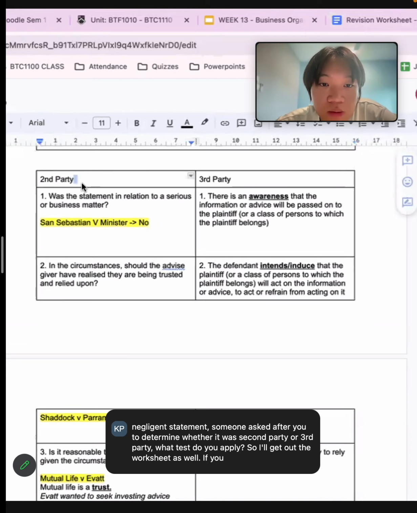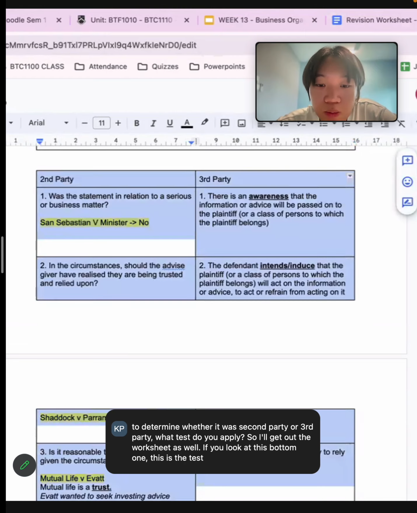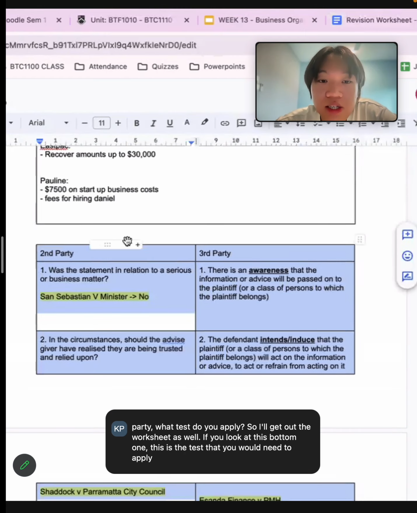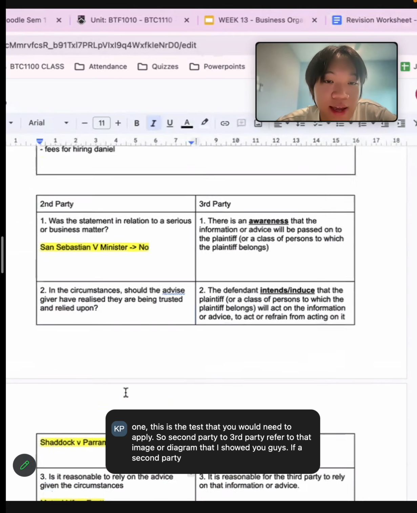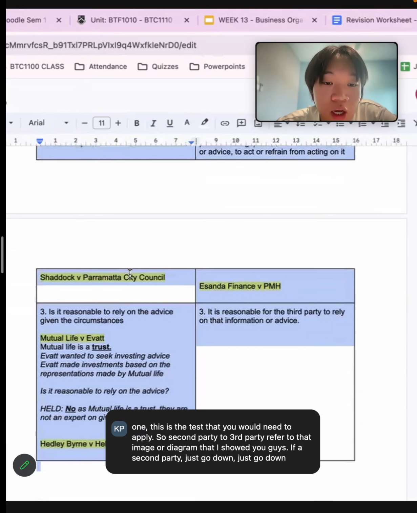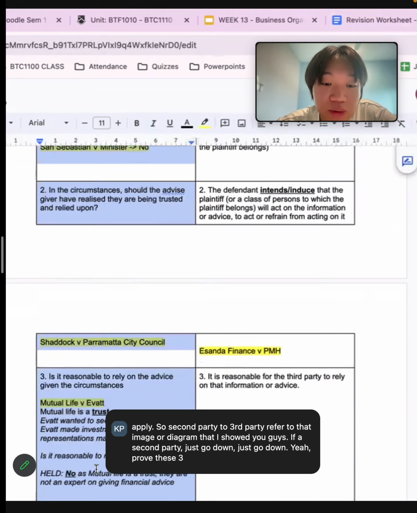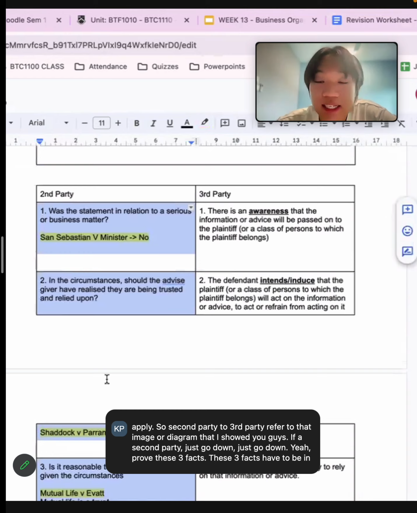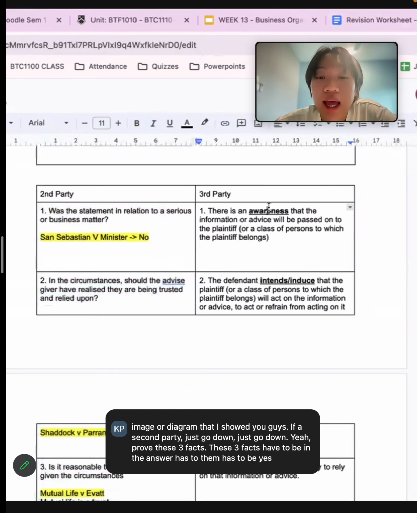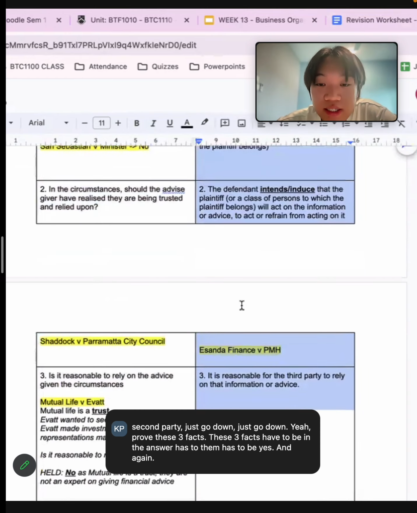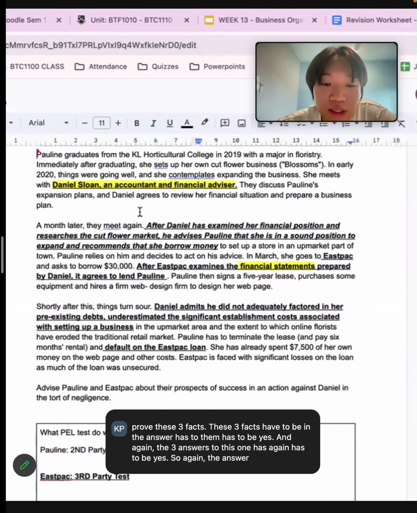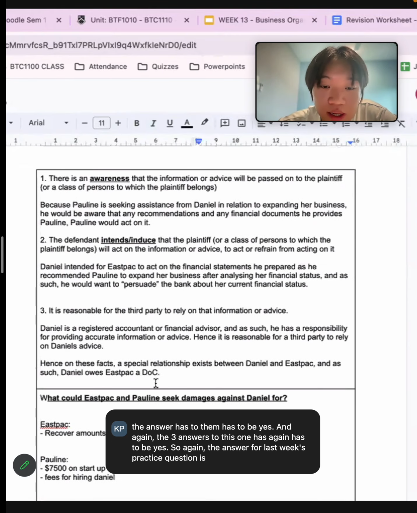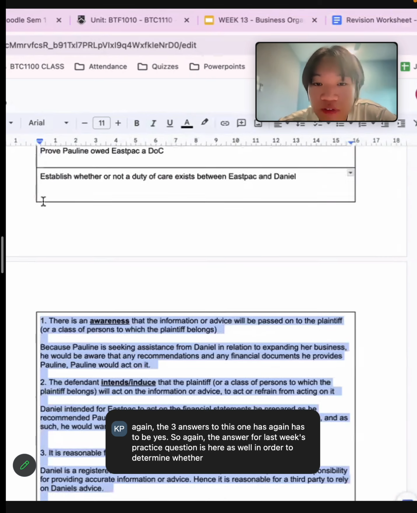If you look at this bottom one, this is the test that you would need to apply. So second party to third party refers to that image or diagram that I showed you. If it's second party, just go down here, prove these 3 facts. These 3 facts have to be, the answer has to be yes. And again, the 3 answers to this one have to be yes. The answer for last week's practice question is here as well, in order to determine whether or not a duty of care exists.